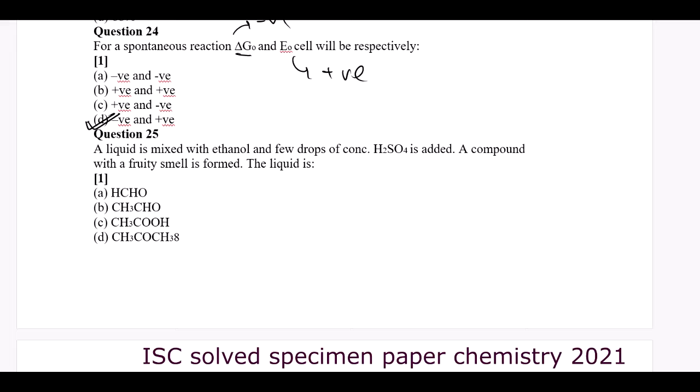Question number 25. A liquid is mixed with ethanol and a few drops of concentrated sulfuric acid is added. A compound with a fruity smell, that means formation of ester. So here this one is aldehyde, this one acetaldehyde, this one 26.